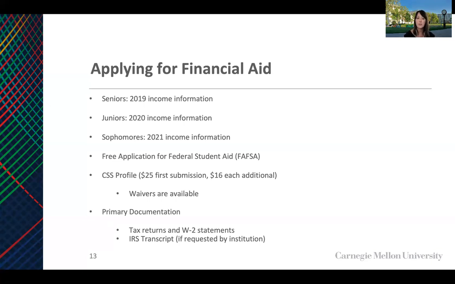The primary documentation that you'll need will be your tax returns and W-2s, and some institutions may require the IRS transcript. Keep in mind that with the FAFSA, you'll be able to pull in your tax information using the IRS data retrieval tool. Always a great thing to use. It cuts back on the time to complete the application and any possible data entry errors that may occur.